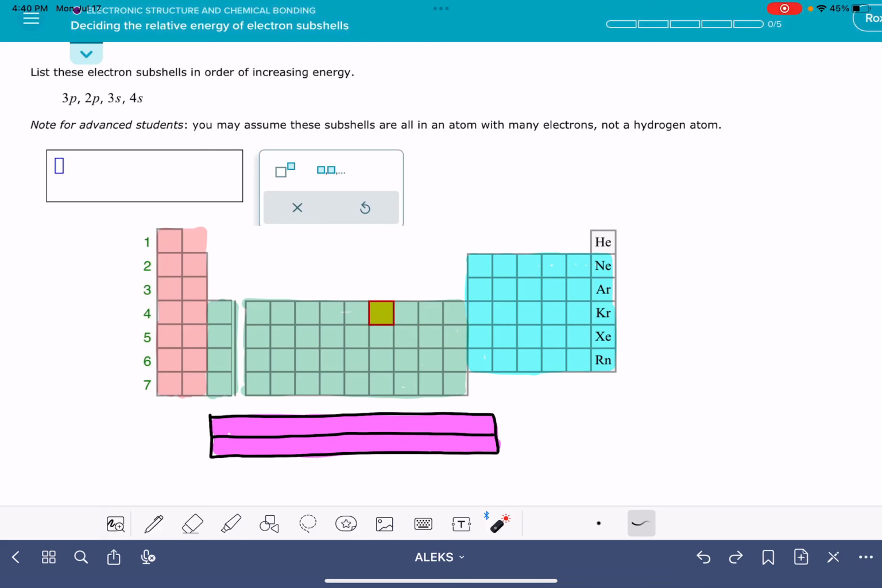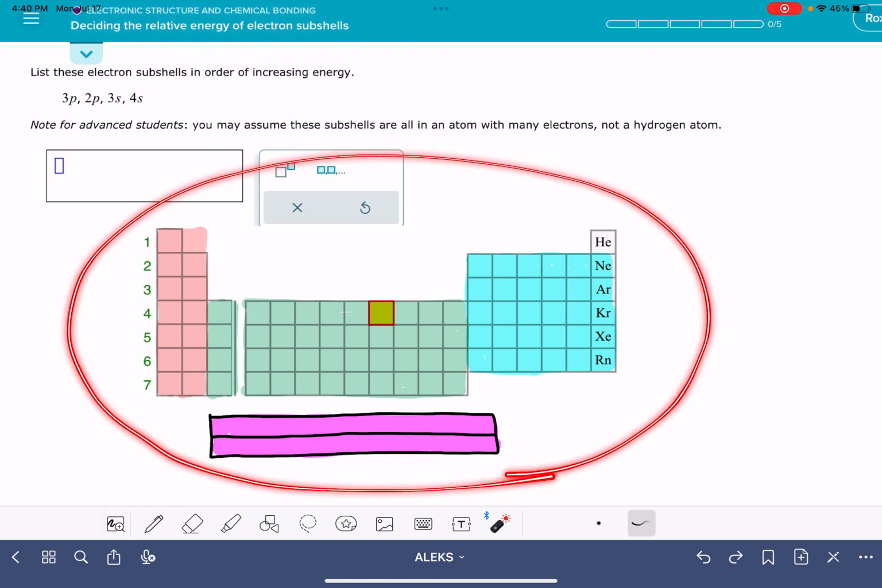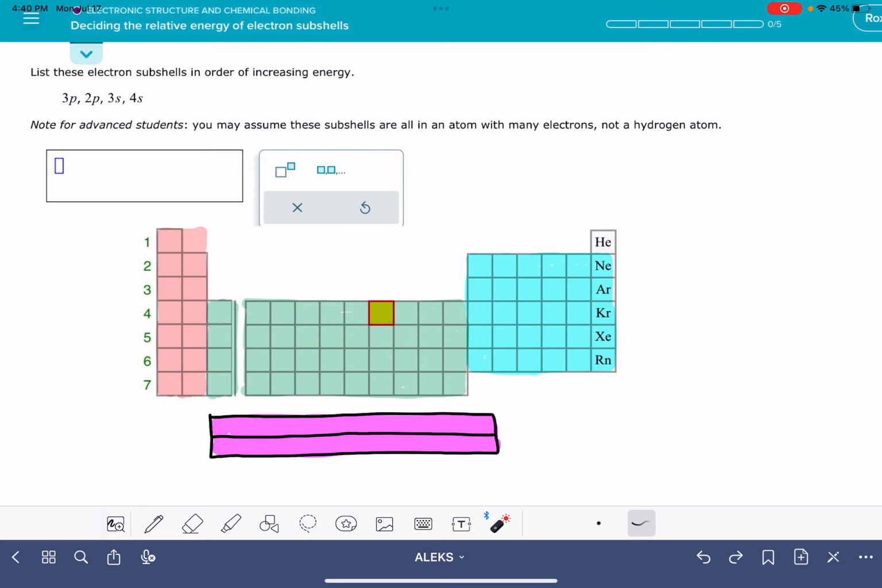In this video, I'll show you how to solve the ALEKS problem called deciding the relative energy of electron subshells. This problem is really easy to solve if you know how to use the periodic table to come up with electron configurations. But if you don't know how to do that, don't worry, I'm going to give you some tips that'll make this problem really easy.